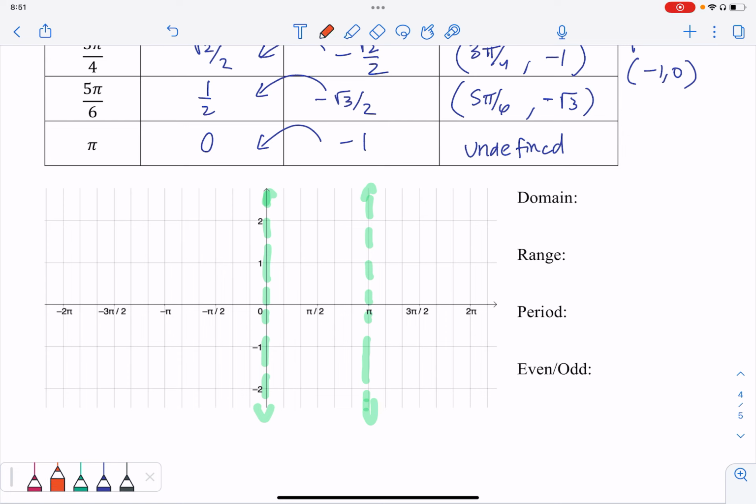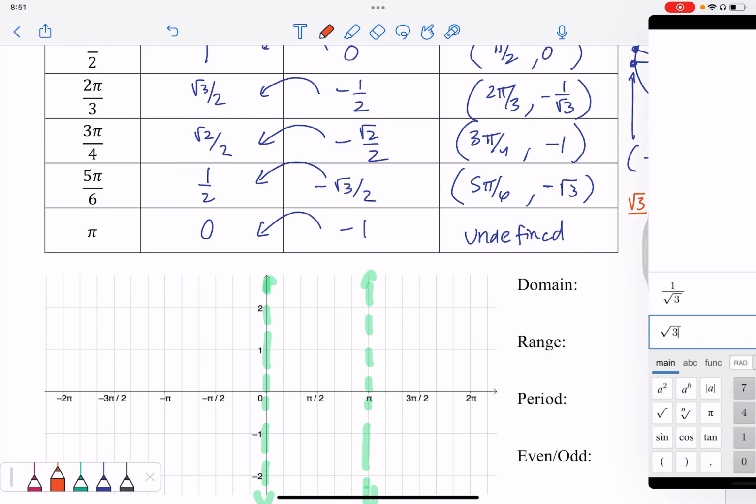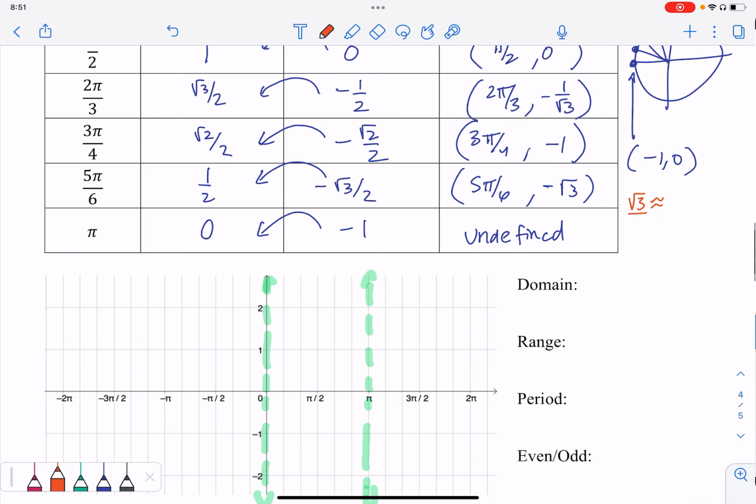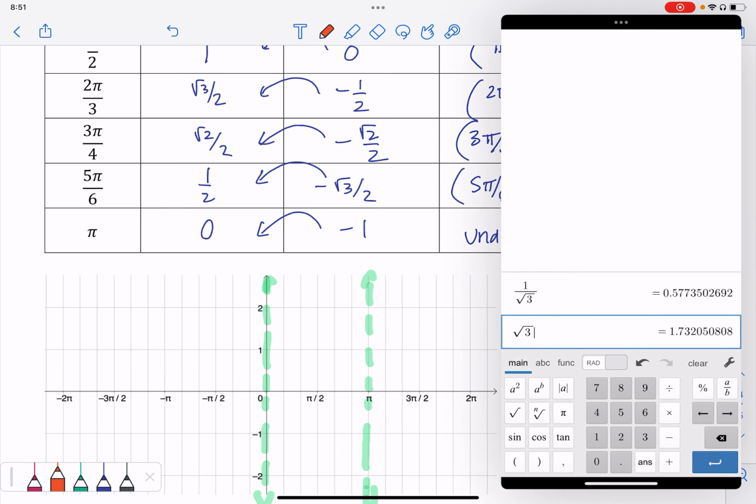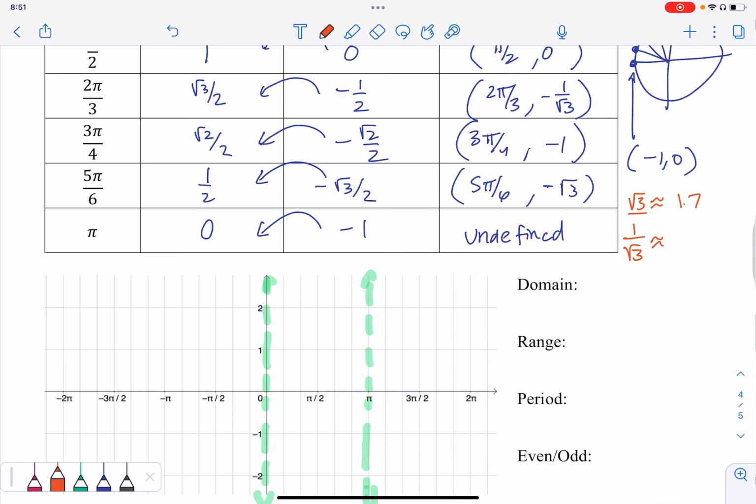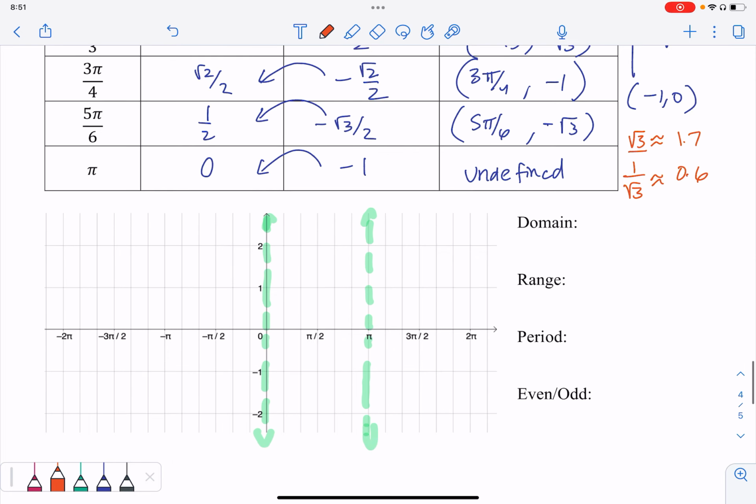Okay. I'm also probably going to need the fact that root 3 is about, let's see, let's go over here and remember, root 3 is about 1.7. And 1 over root 3, I said, was about 0.6. Okay. So that'll help us when we're trying to see where these live. And let's just look at 5 pi over 6. I can see that right here.